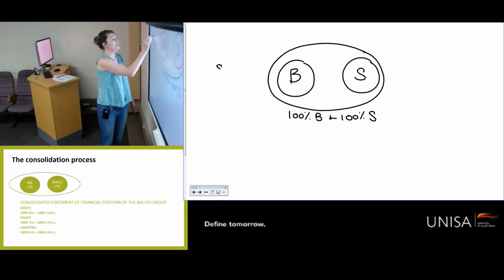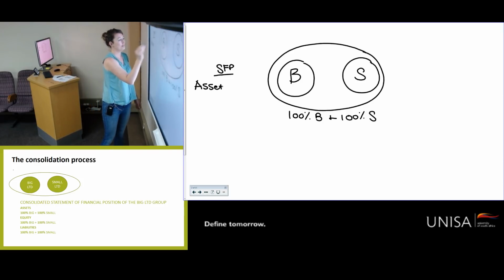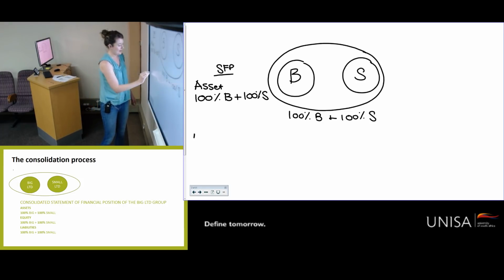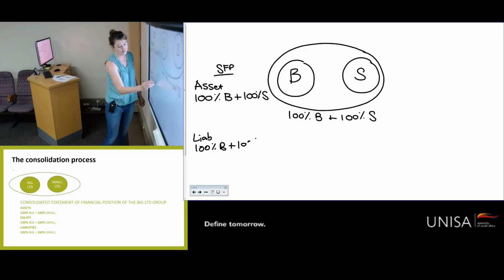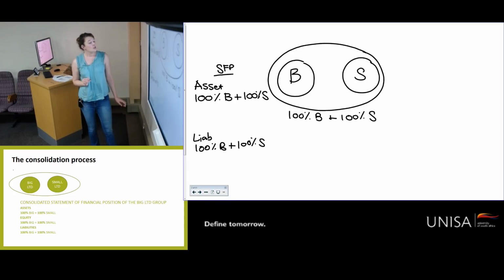So if, for example, we take our statement of financial position and we start with our asset section, we are going to say 100% of Big plus 100% of Small. The same with the liabilities, 100% of Big plus 100% of Small. So if you look at this, we've got 100% of all the assets and 100% of all the liabilities.